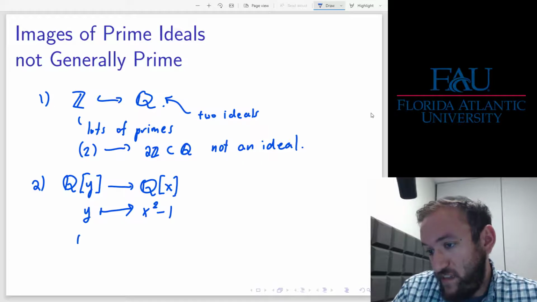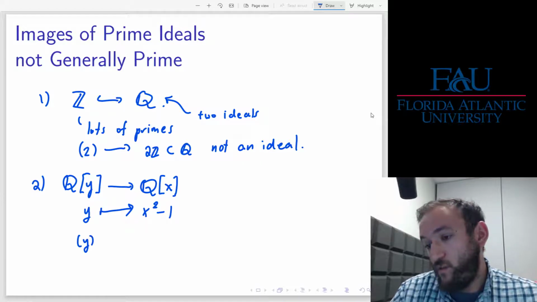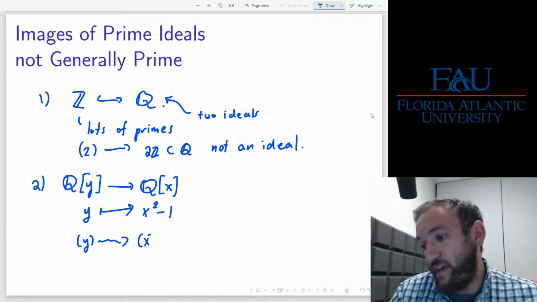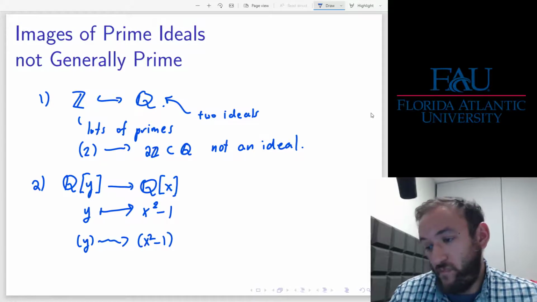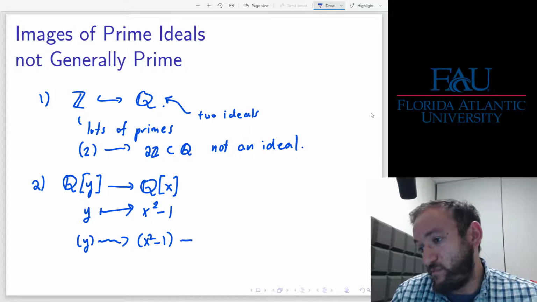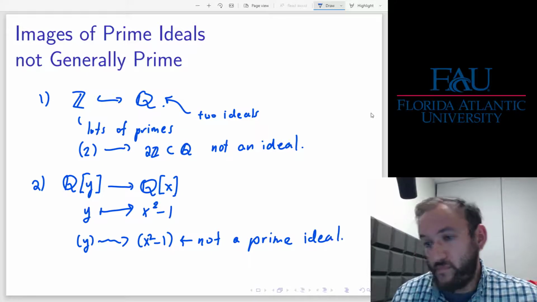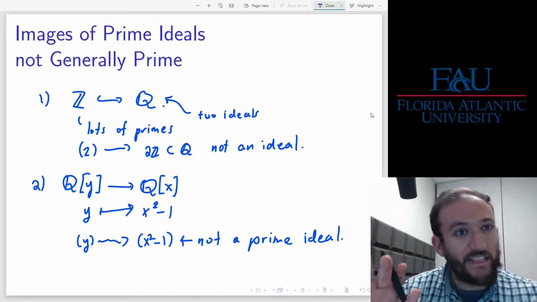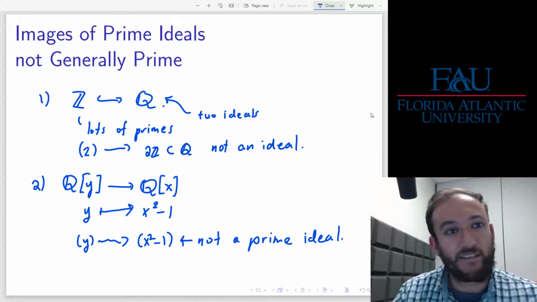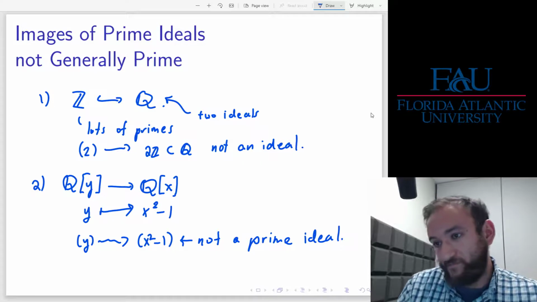And the image of the ideal (y) will be the ideal generated by x squared minus 1. Though this is an ideal, it's not a prime ideal, because you have x plus 1 and x minus 1, which multiply into the ideal. Okay, so it's preimages that behave nicely for prime ideals, but images absolutely not.